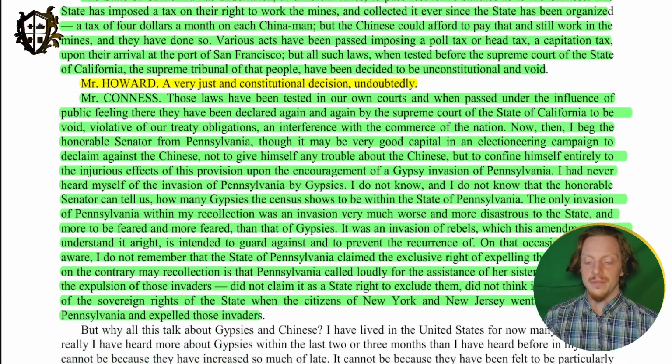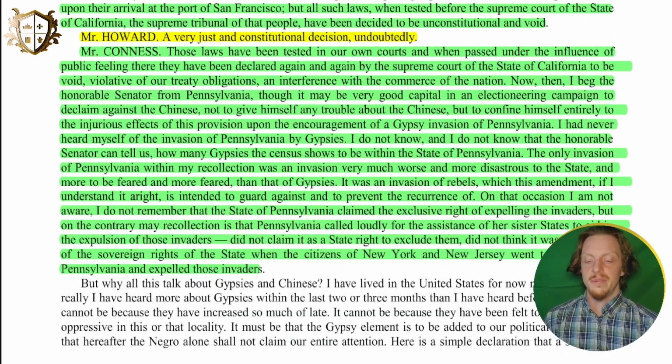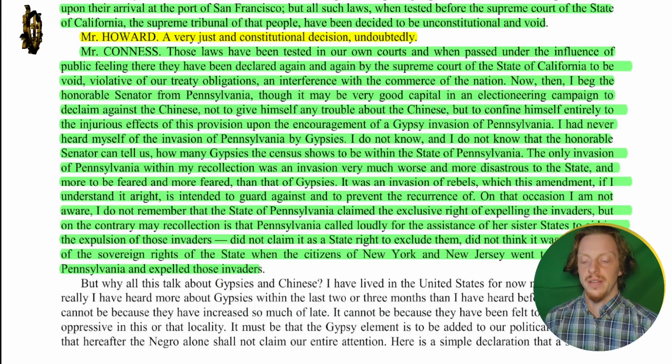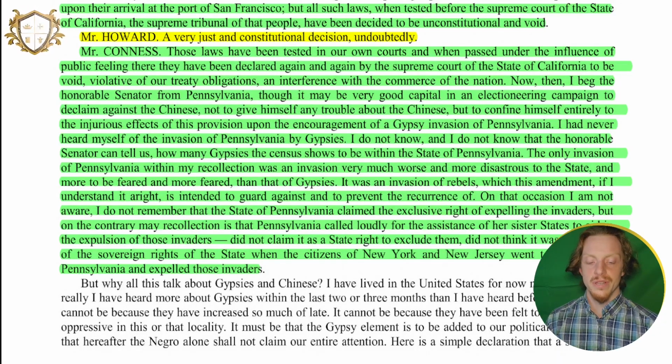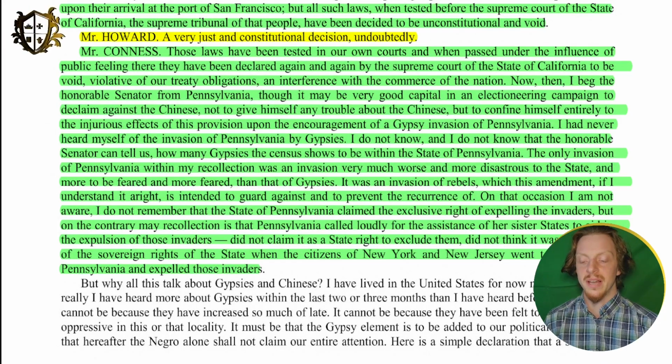Mr. Conness says those laws have been tested in our own courts, and when passed under the influence of public feeling, there they have been declared again and again by the Supreme Court of the state of California to be void, violative of our treaty obligations, an interference with the commerce of the nation. Now, then, I beg the honorable senator from Pennsylvania, though it may be very good capital in an electioneering campaign, to declaim against the Chinese.